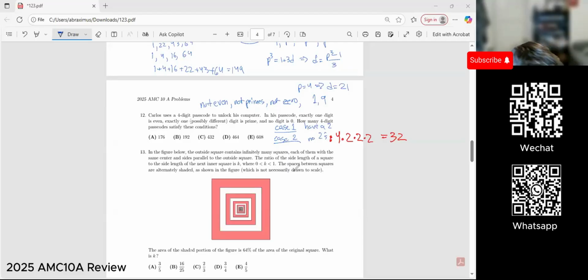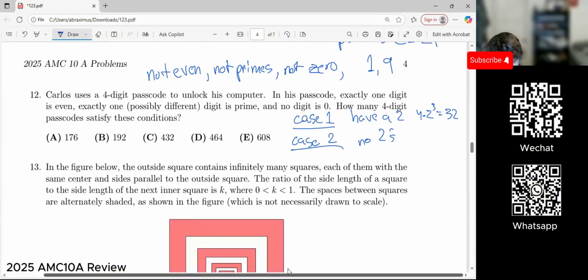So now for this one, if we have a 2, oh wait, sorry, I put that on the wrong case. Sorry, this is 4 times 2 cubed, which is 32. Let me zoom in a little bit. So now let's say we have no 2s.